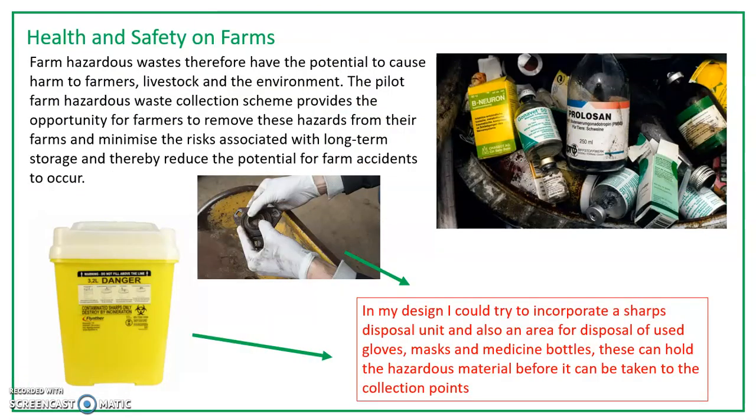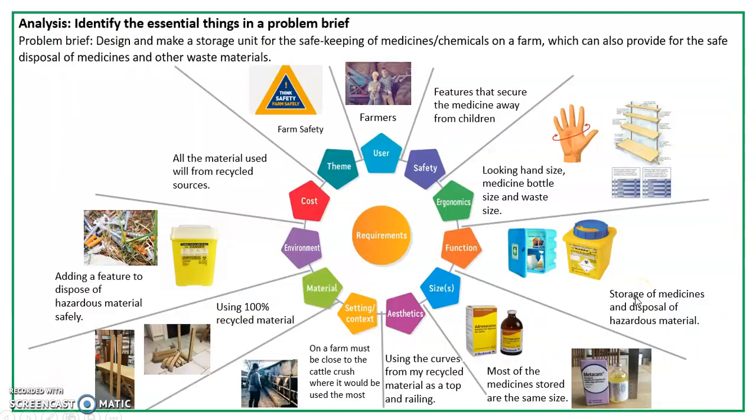Then I went on to health and safety on the farm. Again, this is the disposal of hazardous materials, and again trying to incorporate this into my final design. All this red stuff, the red boxes and red writing, are things that I want to incorporate into my design. Then here's a quick analysis of the requirements of my project, looking at everything from user safety to ergonomics and that sort of thing.